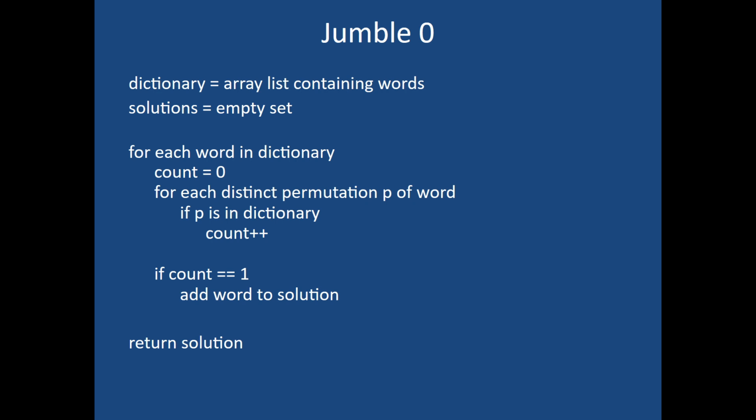And so we add it to our solution set. On the other hand, if the count's bigger than 1, then there were multiple permutations that were words, and so we don't add it to the solution set. And then when we're done, we just return our solution set. Okay, that makes sense? Pretty simple to describe, pretty simple to code.